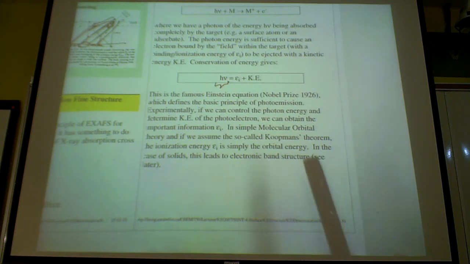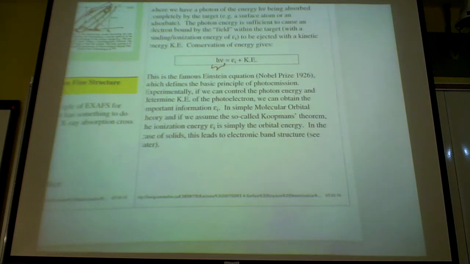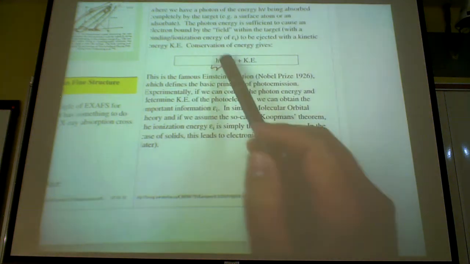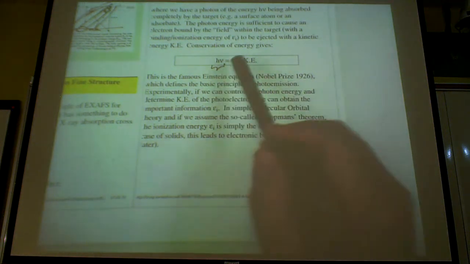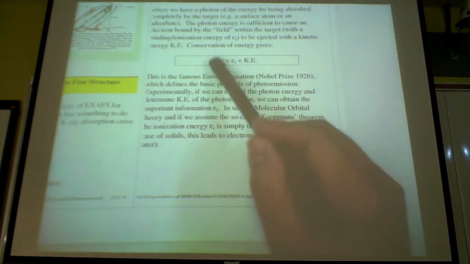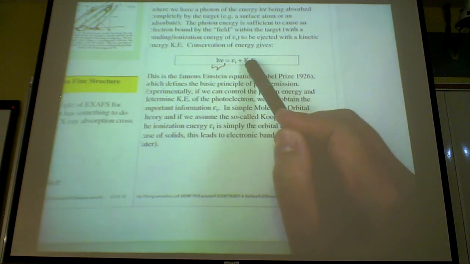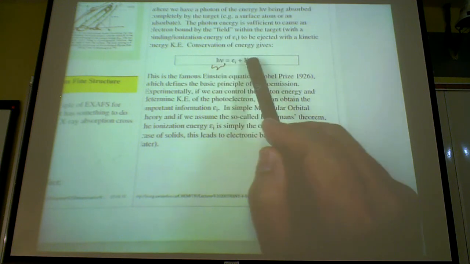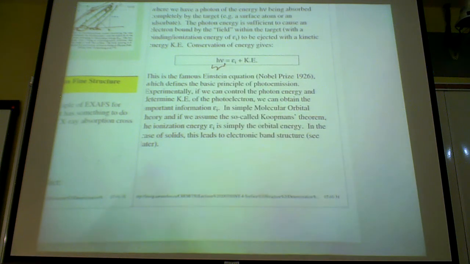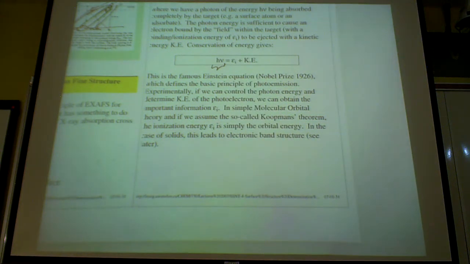Okay, so experimentally, what do we do? We can control two things. We can control the photon energy, right? And we can measure the kinetic energy of the photoelectron. And if you know this and this, you can then find out the energy that binds the electron before it gets ejected. So this is known as the binding energy that you have.